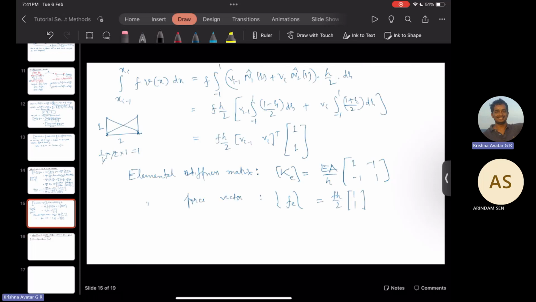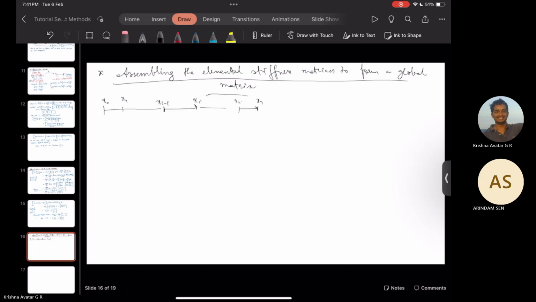Okay, so let's start with element 1. So this was EA by H. This was V naught, V1 transpose, 1 minus 1 minus 1 1, and U naught, U1. Element 2, it was EA by H.